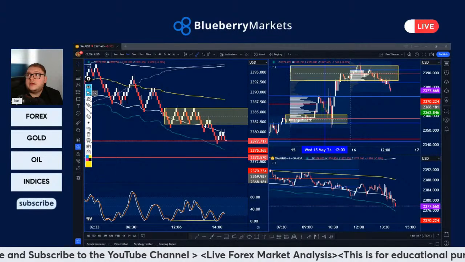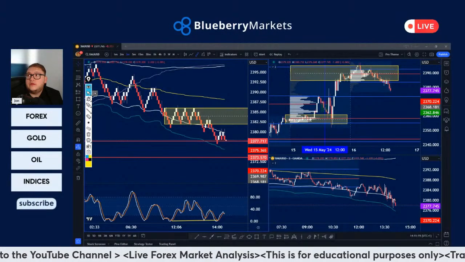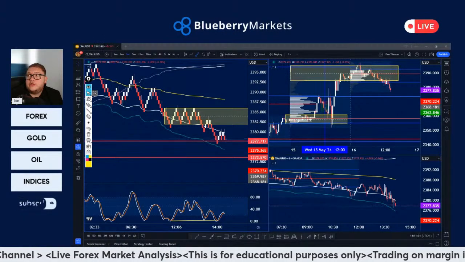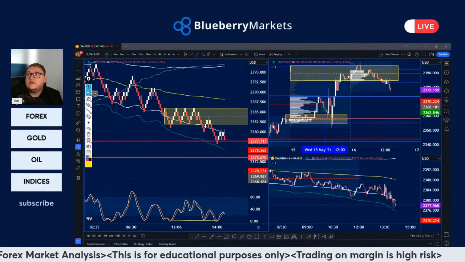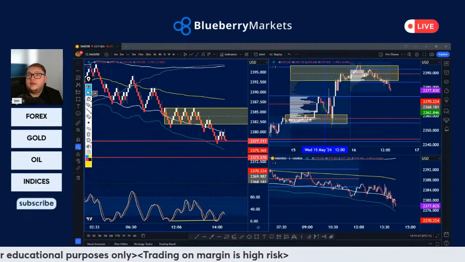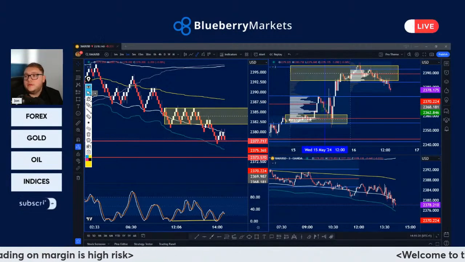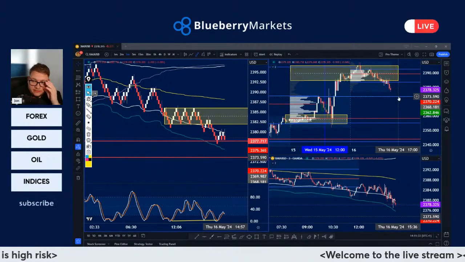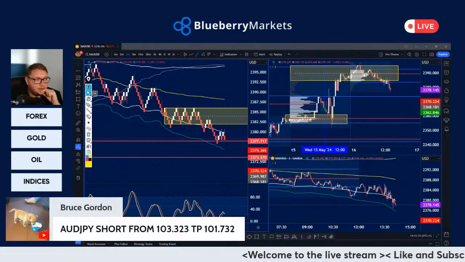I'm just going to take a little bit off one of my shorts at the moment on gold, and I'll leave one run in there, see if we can get a little bit more downside, because I still like the idea of targeting that value area high.